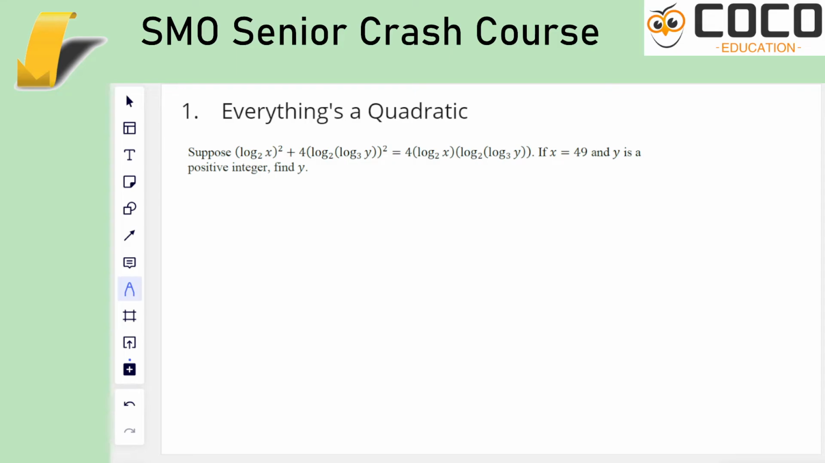Well, this is a slightly more disguised quadratic, but only slightly. I hope that you are able to see that log 2x is repeated. Log 2 log 3y is also repeated. And so really, what we have gotten ourselves is just a quadratic in these two variables. If you can see it, then great. If you cannot see it, then just call these things A and B.